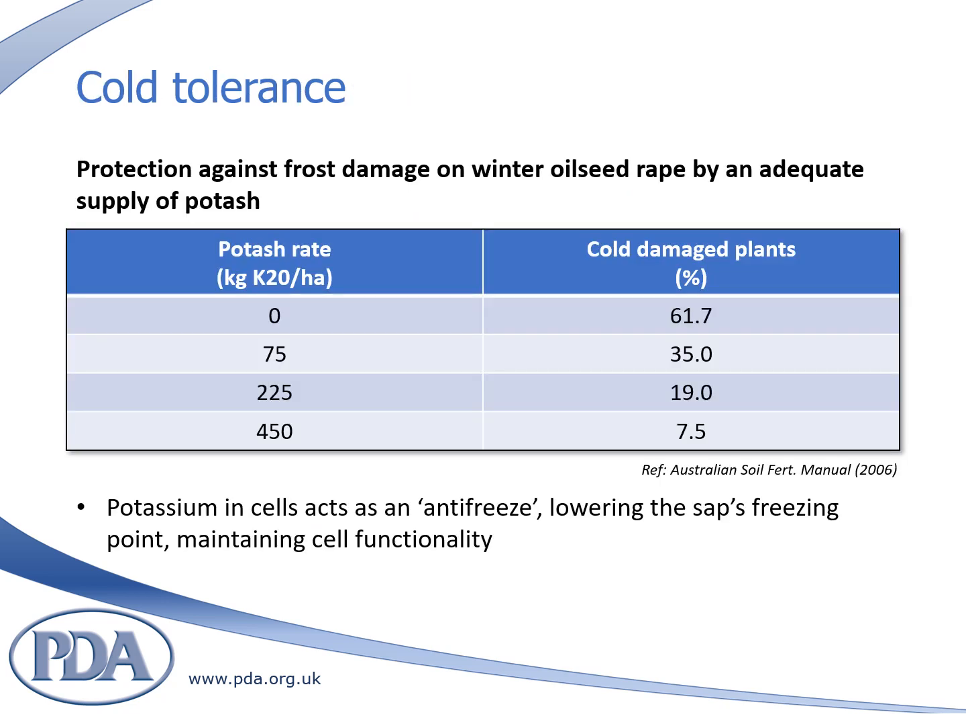Cold tolerance. The formation of ice crystals within plants at low temperatures can destroy plant cells. Plants try to protect themselves against this by storing osmotically effective substances such as sugar and potassium within their cells. Both of these substances serve as antifreeze agents, as they lower the cell sap's freezing point, thereby maintaining cell functionality.